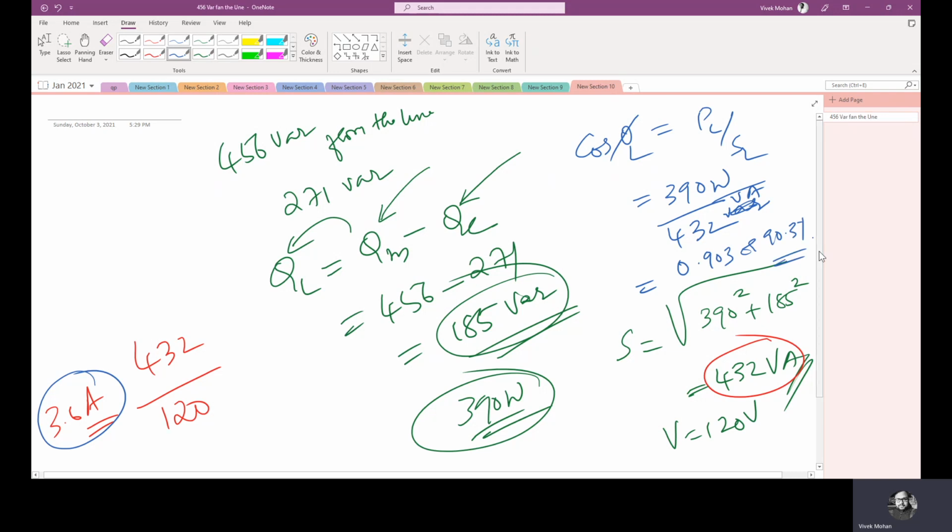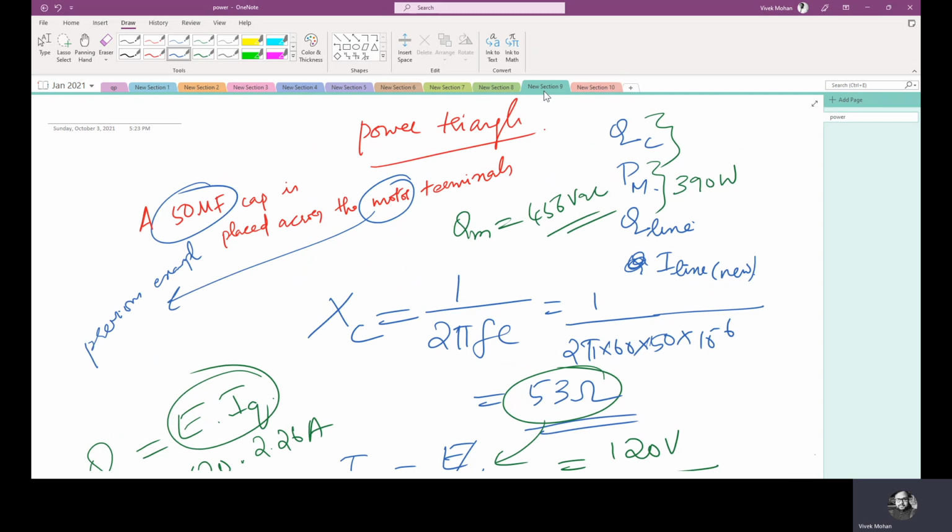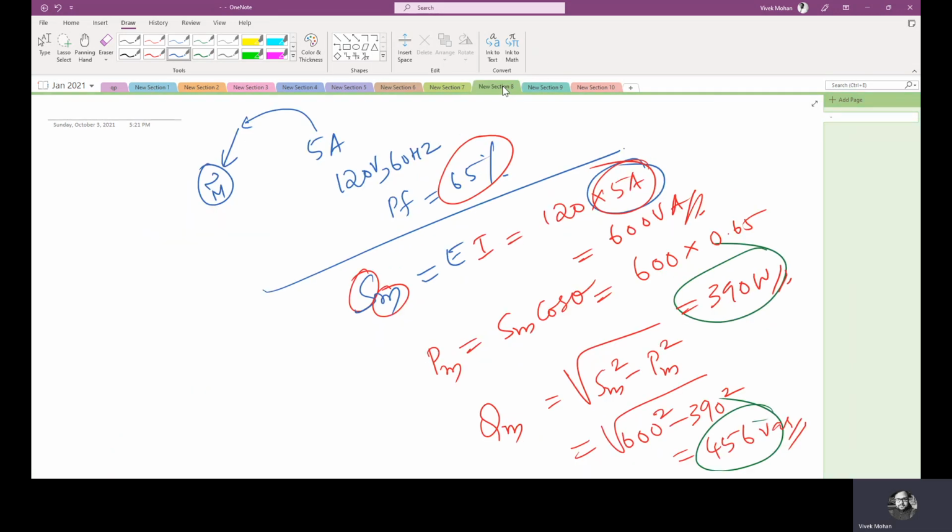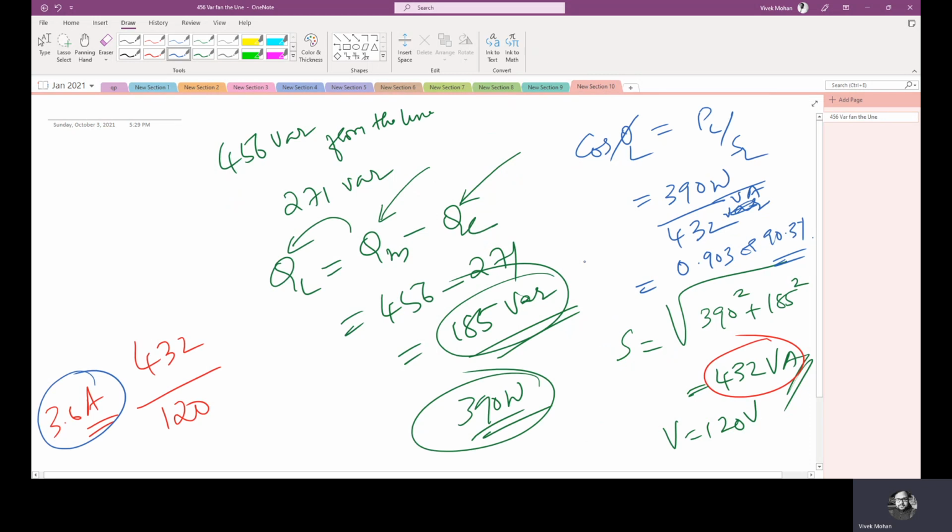So the power factor has improved. What was the earlier power factor? 65% was the earlier power factor. Now it has improved to 90.3%. The reactive power is partially compensated locally by the capacitor, which is placed across the motor, and hence the current that is taken from the line is reduced.